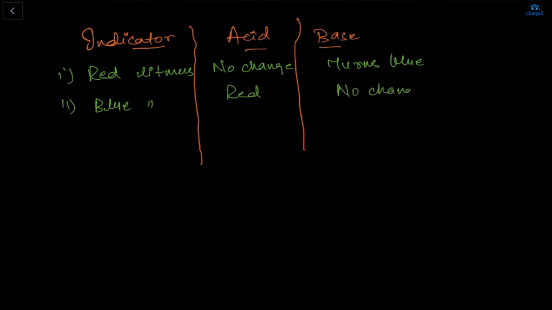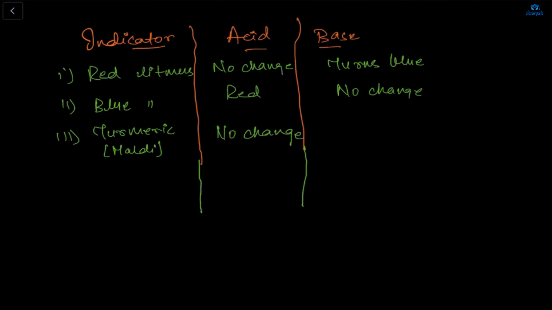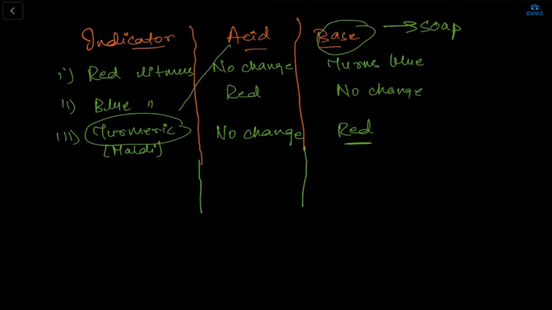And what about the turmeric, the haldi? If we add acid into the turmeric, what will happen? No change. But if we add a base, for example my soap, into the turmeric, it will change its color to red. So with acid the turmeric stays as it is, the yellow color. But if we add base, meaning soap, with haldi, it will change its color to red.